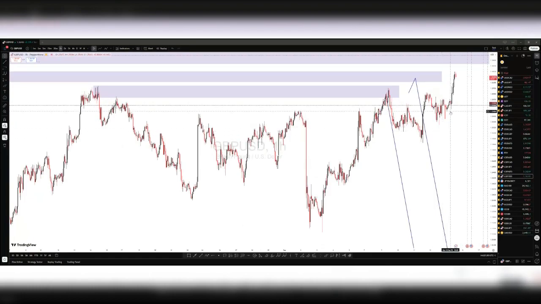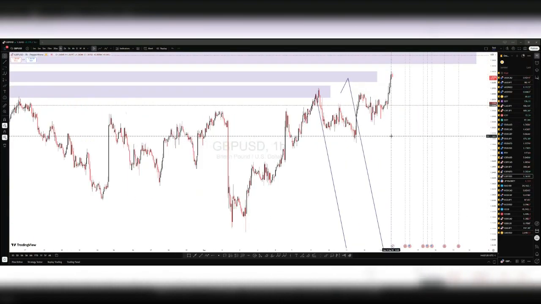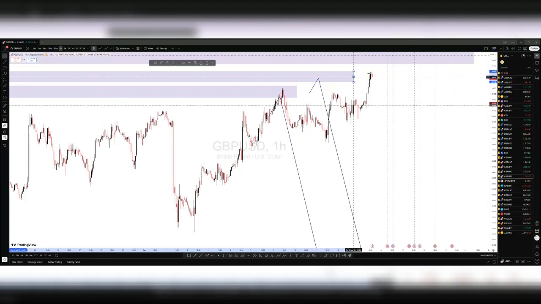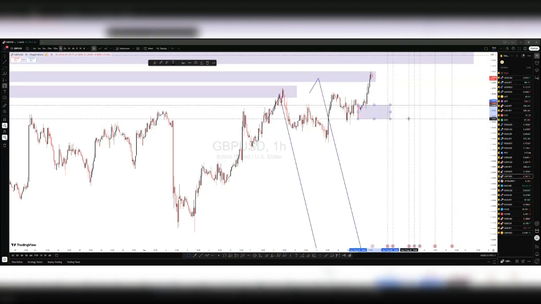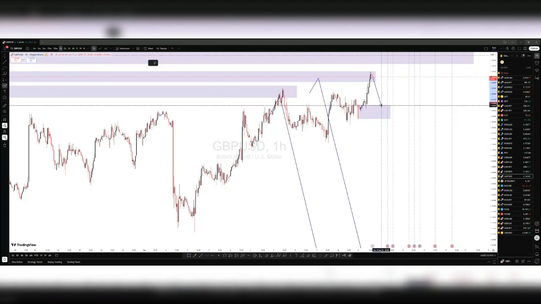And then moved higher. But now I expect that price will react from this supply zone, most likely come into this demand order block before it continues higher, all right? And this is my sentiment on GBP USD.